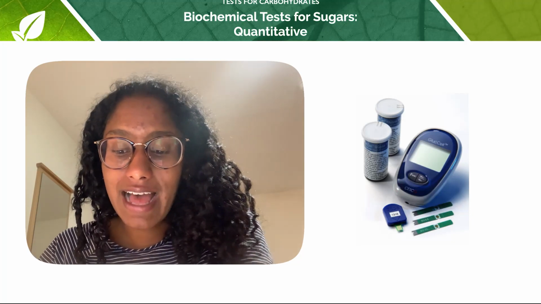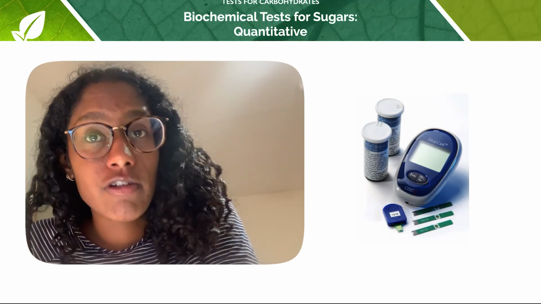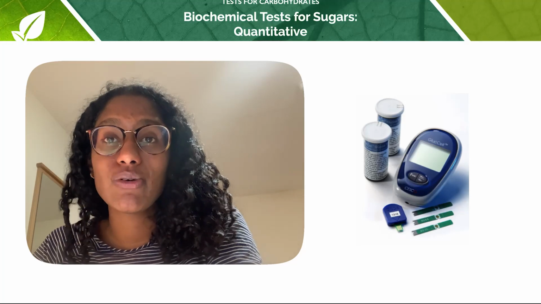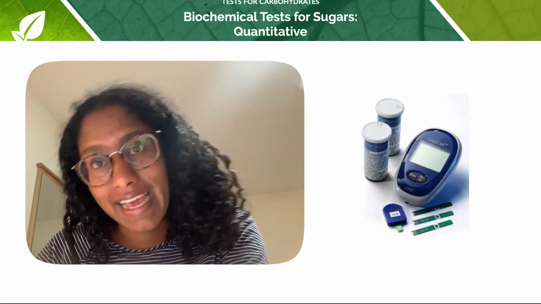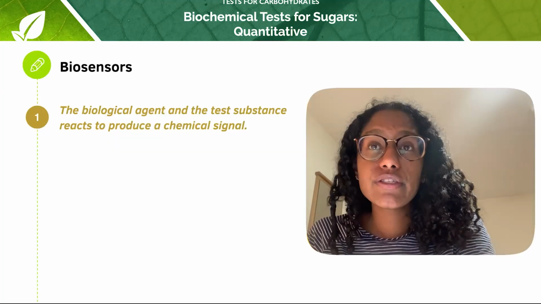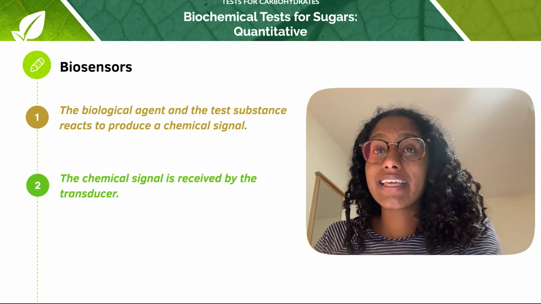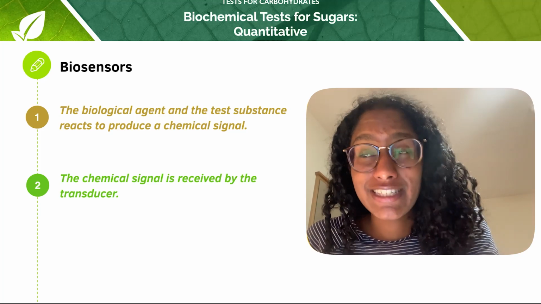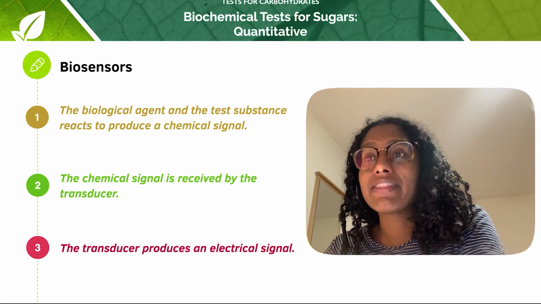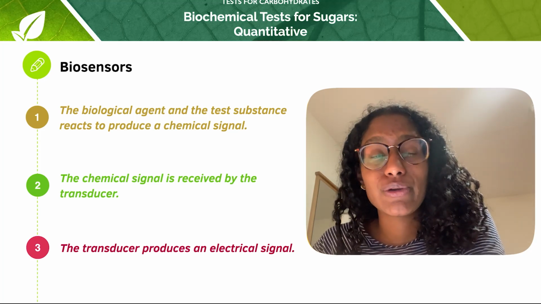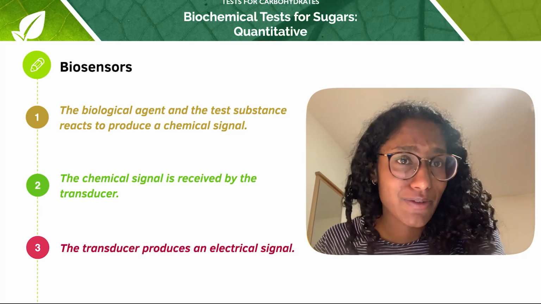Now, biosensors are devices that analyse the concentration of substances in a solution. And they do this in a different way to the colorimeter. So they contain a biological agent which interacts with the test substance. Examples include enzymes, antibodies, nucleic acid receptors, and cellular organelles. The biological agent and the test substance react to produce a chemical signal. The chemical signal is received by the transducer, and the transducer converts this to an electrical signal. And this electrical signal can then be analysed to quantify the concentration of substance present in the sample. So that's how those glucose monitors work, which is quite interesting.